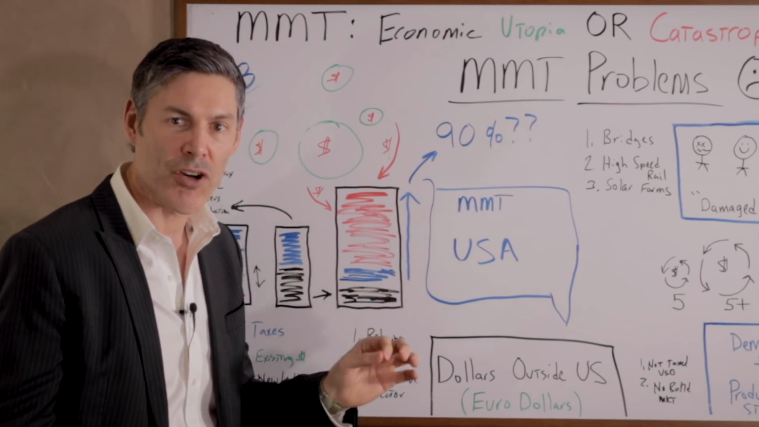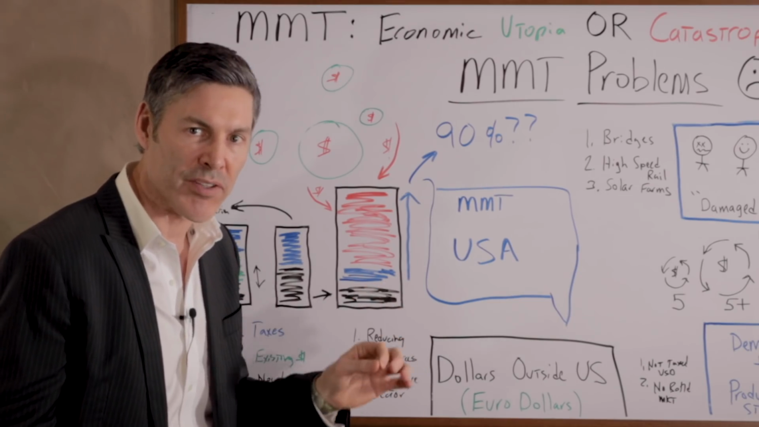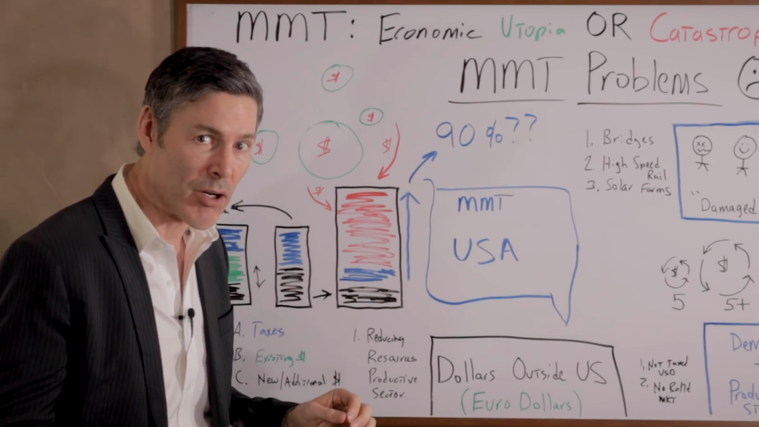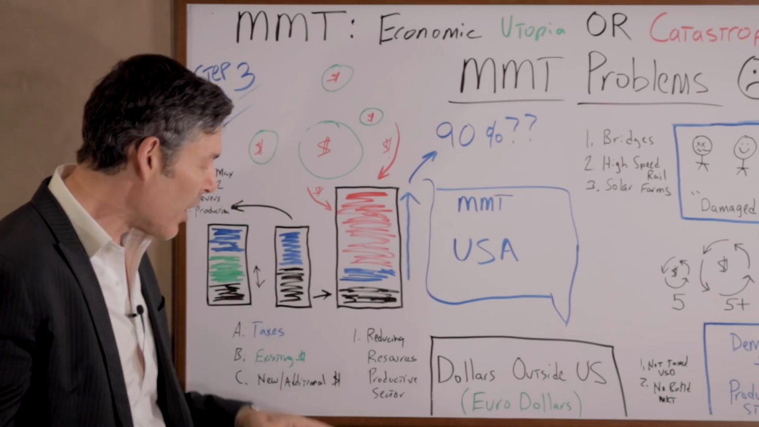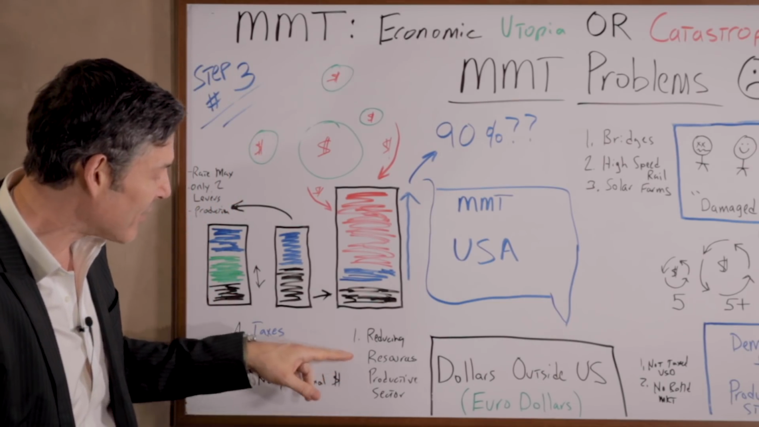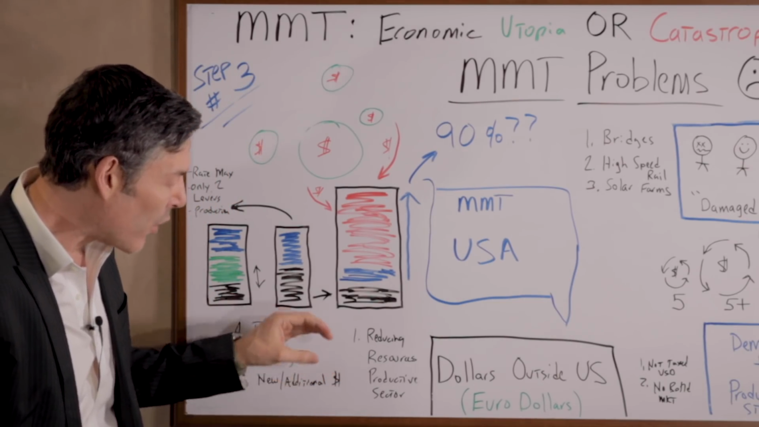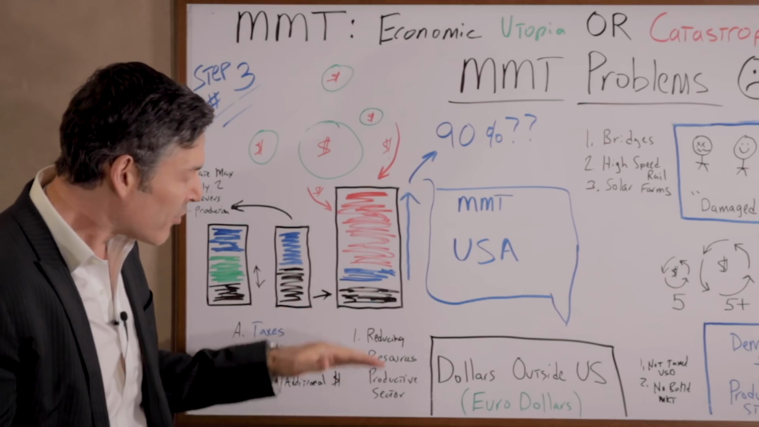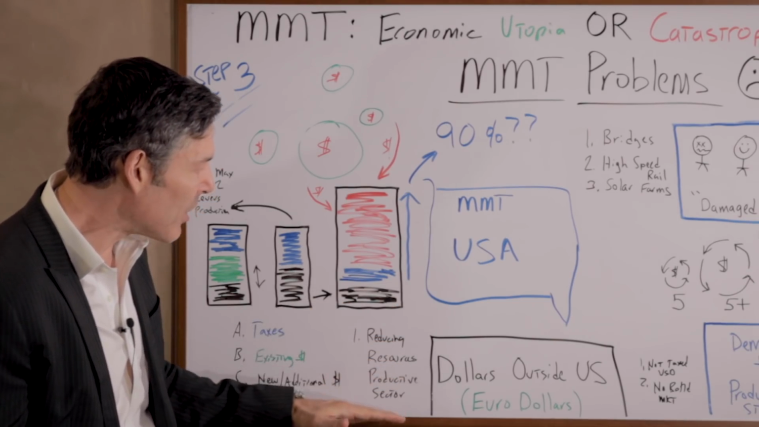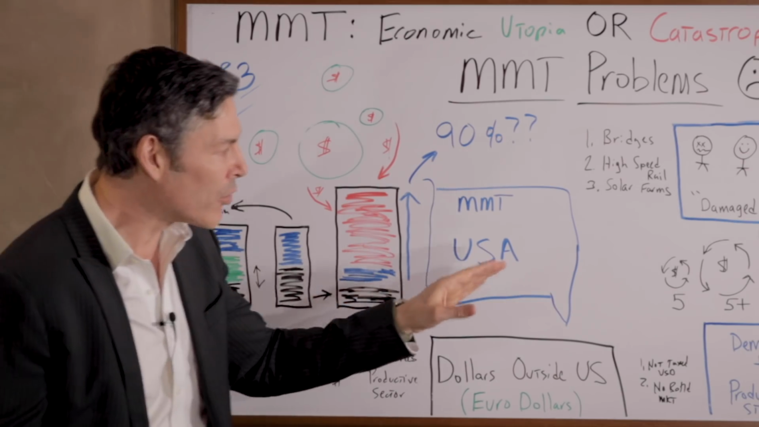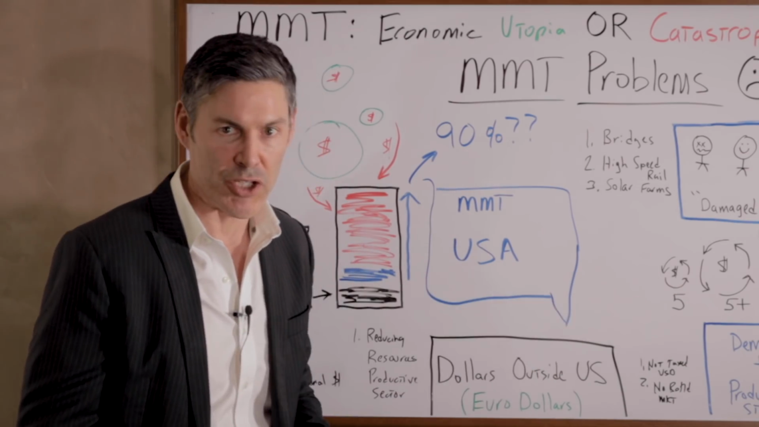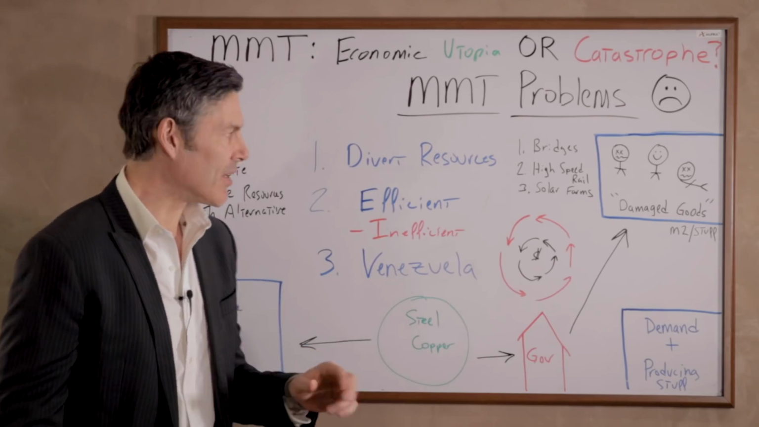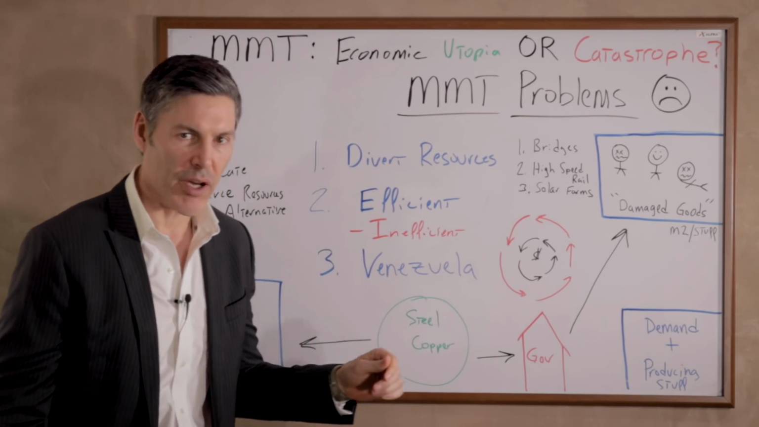And when I mean absurd, I mean 80 or 90%, not just on the rich, but the middle class, people just like you. And remember that by taking taxes out of the private sector, we are reducing productivity. So they would crush the economy while at the same time, most likely getting hyperinflation. The next problem with MMT is that it diverts resources out of the private sector.